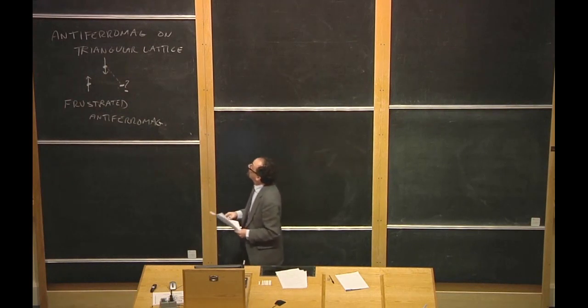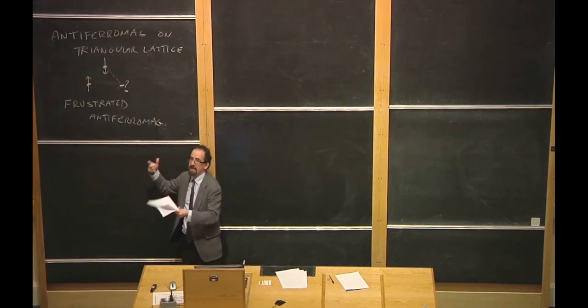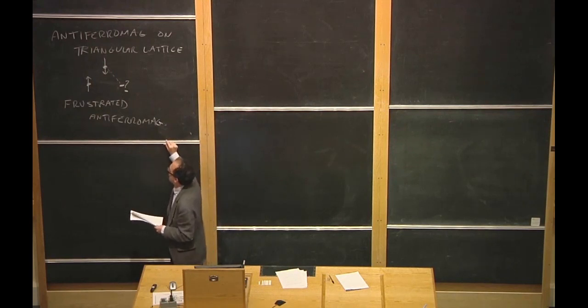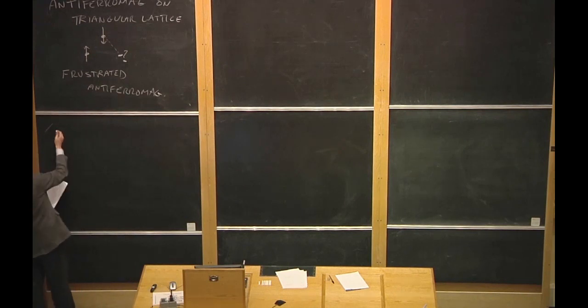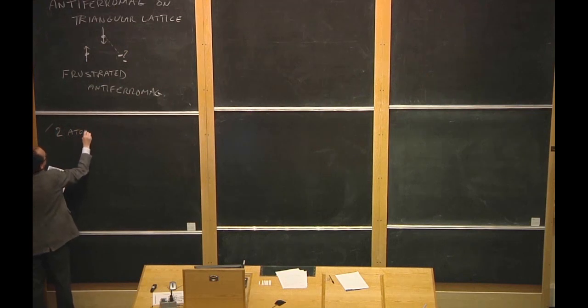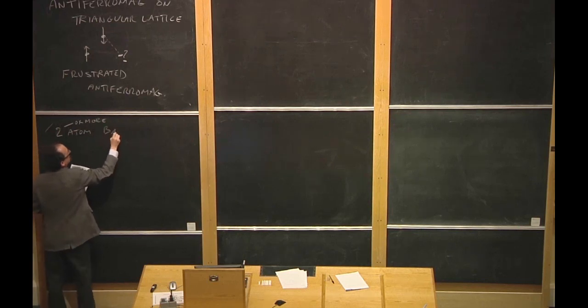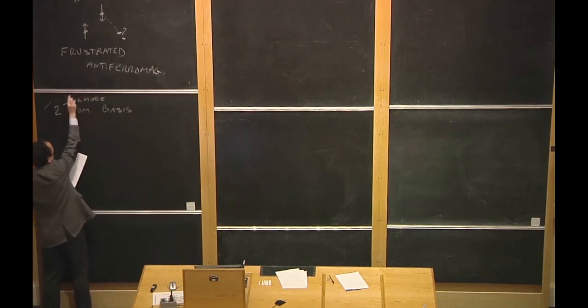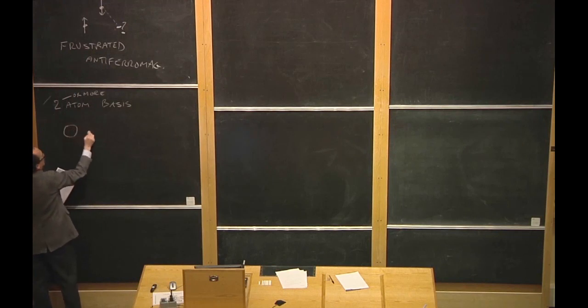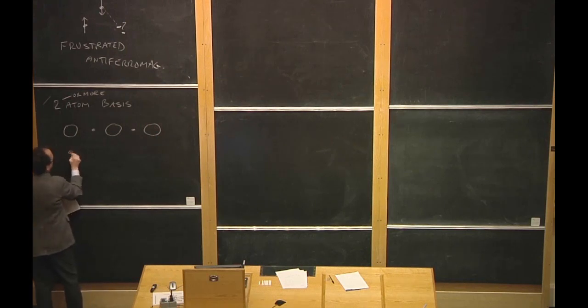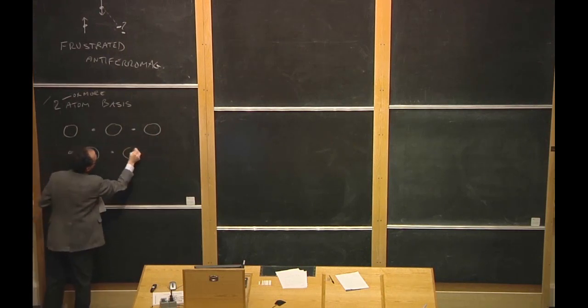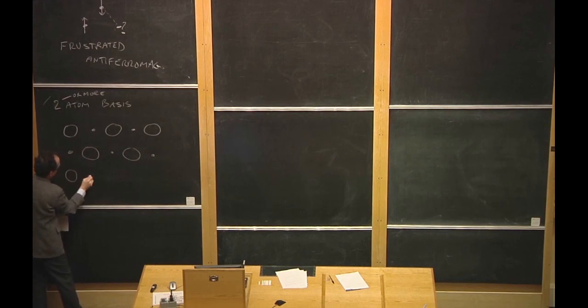Okay, so one more case of antiferromagnetism, or similar physics to antiferromagnetism, that I want to mention is the possibility that you have a basis, or let's consider a 2-atom basis, or a two or more atom basis for a lattice, for a crystal. So let's consider, for example, a big atom, a small atom, a big atom, a small atom, a big atom, a small atom, something like this. So here's a 2-atom basis.